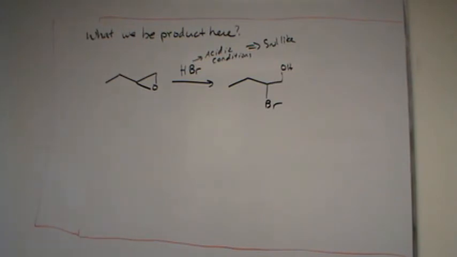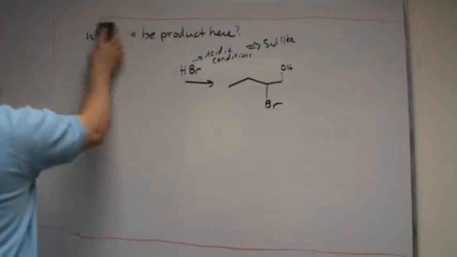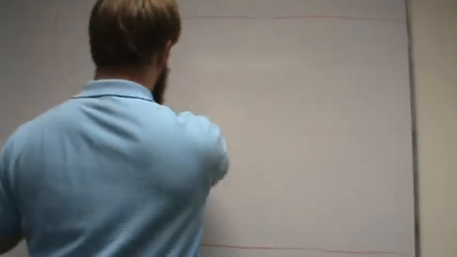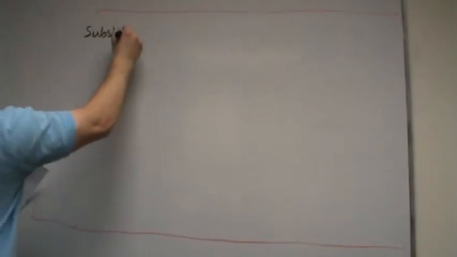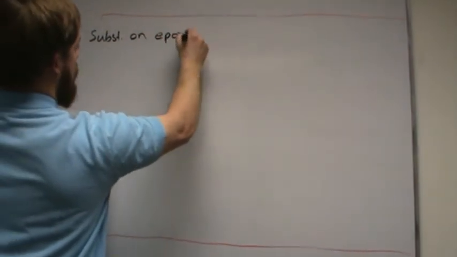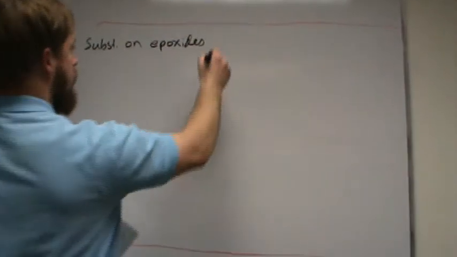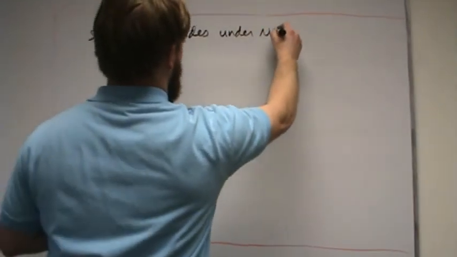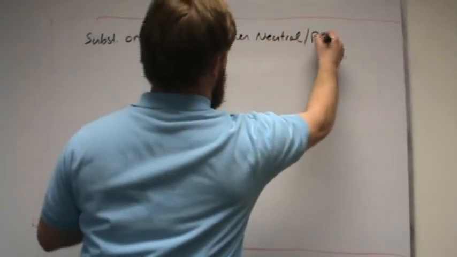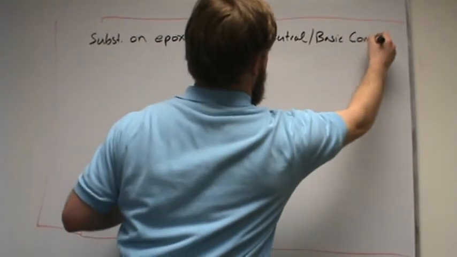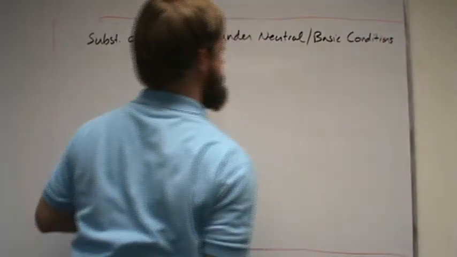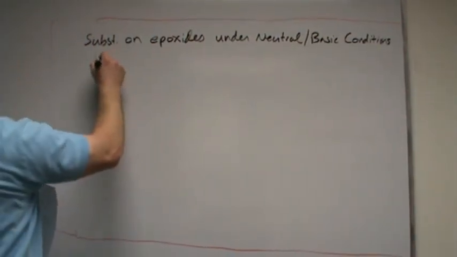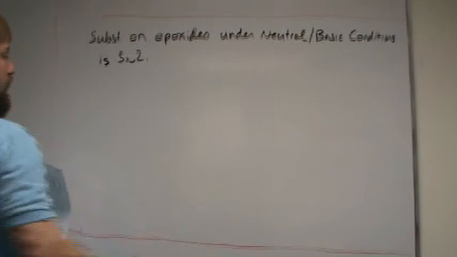See what's next on epoxides. Okay, so this is acidic conditions. Let's talk about what happens under neutral or basic conditions. So substitution on epoxides, under neutral or basic conditions, is going to be the opposite. It's SN2. Okay, SN2.